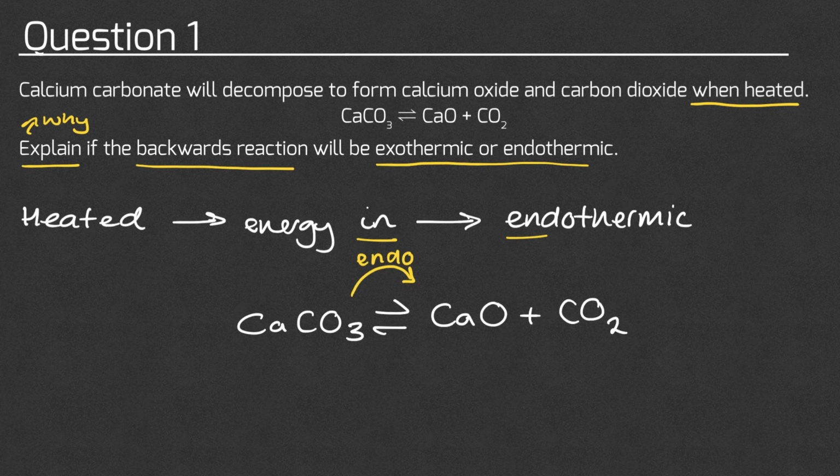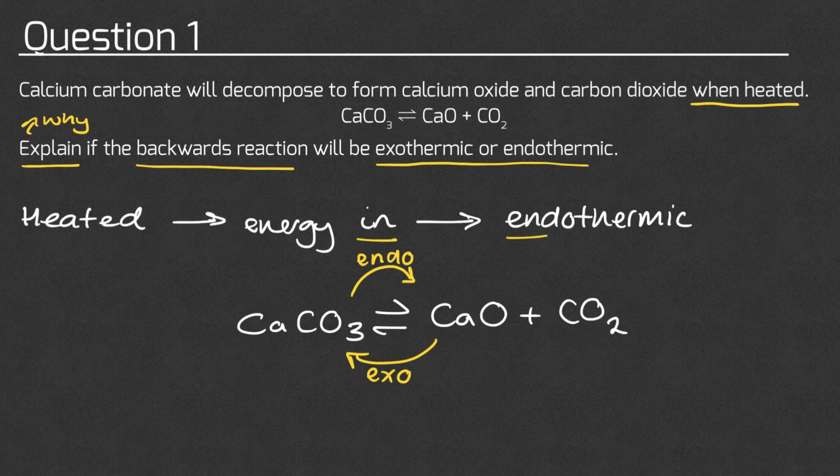With these kinds of questions, it's always a good idea to write out the equation again and label on what the forwards and backwards reactions are. So we've said that because we're heating the forwards reaction, it must be endothermic, so we've added that on with an arrow. We know that the energy changes are always opposite of each other, so if the forwards reaction is endothermic, the reverse reaction must be exothermic.